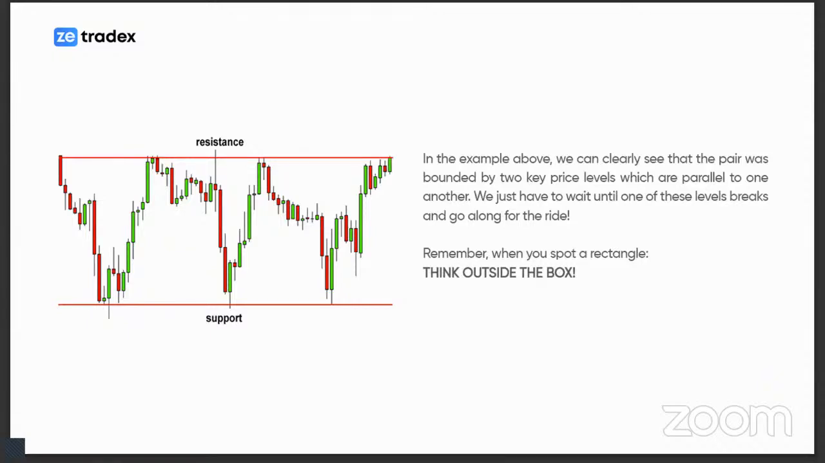Now, we can see three important support zones. In the example above, we can clearly see that the pair was bounded by two key price levels, which are parallel to one another. We just have to wait until one of these levels breaks and go along for the ride. Now, remember, when you spot a rectangle, always think outside the box.